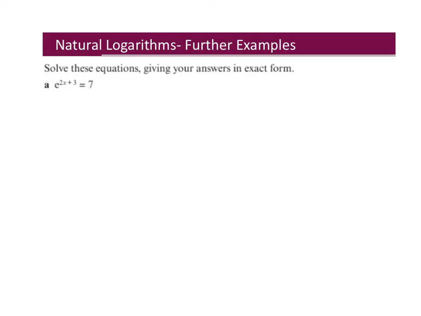Step 1. We're going to ln both sides. So ln bracket e to the power of 2x plus 3 equals ln bracket 7. This is so clear that I've lned both sides, it's ridiculous. ln bracket e to the power of 2x plus 3. The ln and the e are going to cancel. It's going to leave me with 2x plus 3 equals ln of 7.